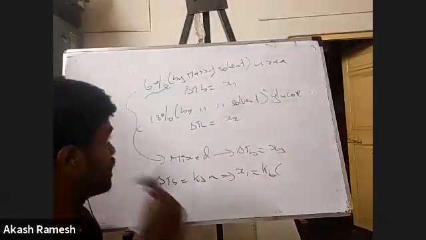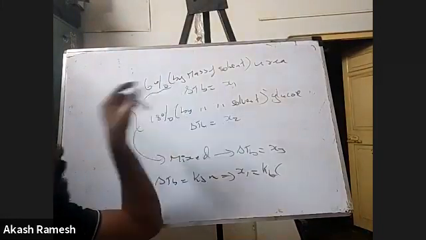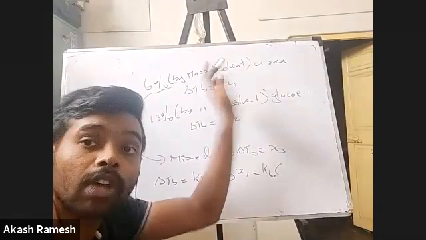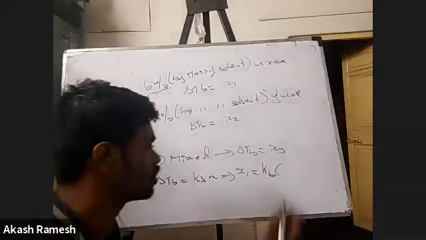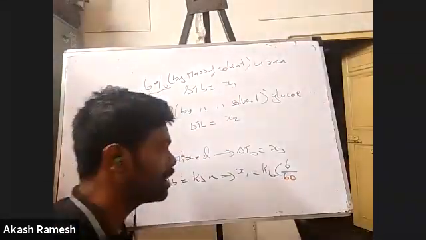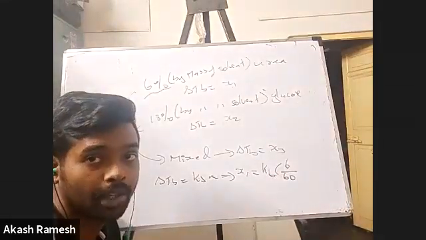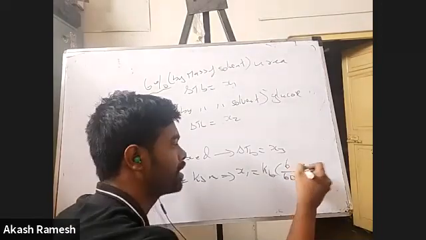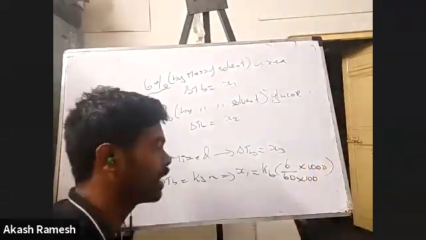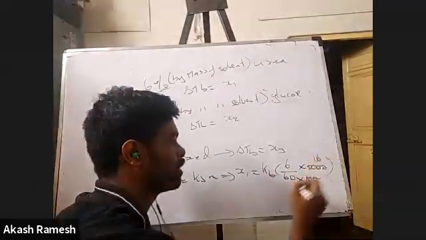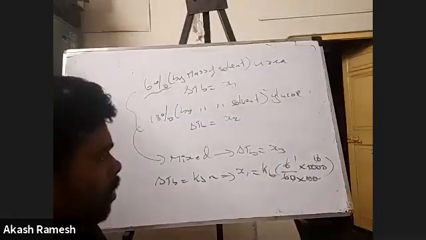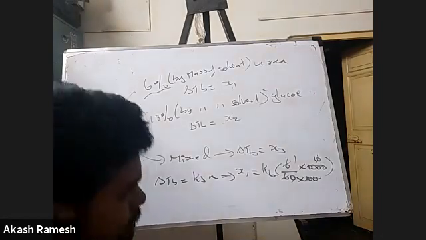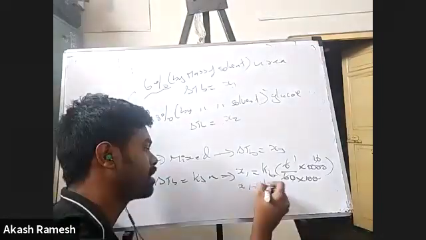It is given as 6%. That means 6 grams of urea is present in 100 grams of solvent. So 6 divided by 60 is the number of moles of urea, divided by the mass of solvent, which is 100 into 1000. So this and this go to 1 times. So x1 is nothing but Kb.